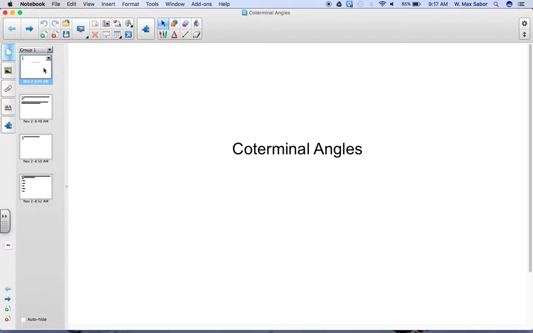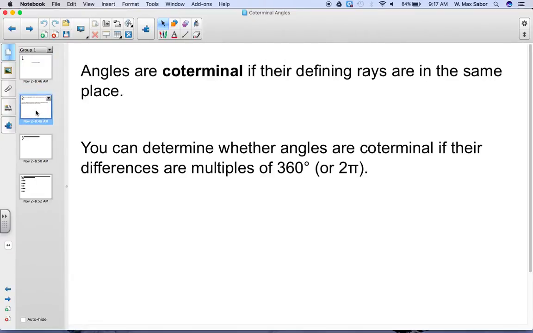Today we're talking about coterminal angles. Co means together, terminal means ending, so angles that end together. Angles are coterminal if their defining rays are in the same place.